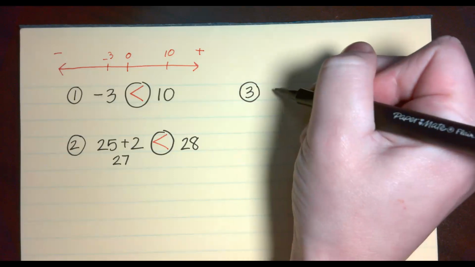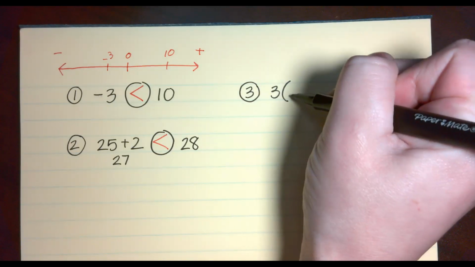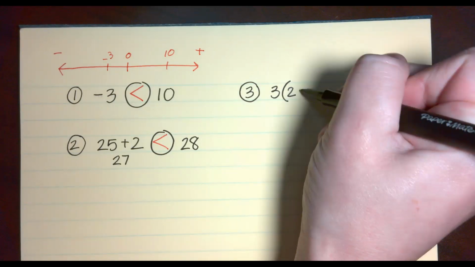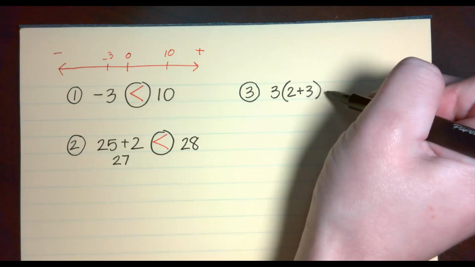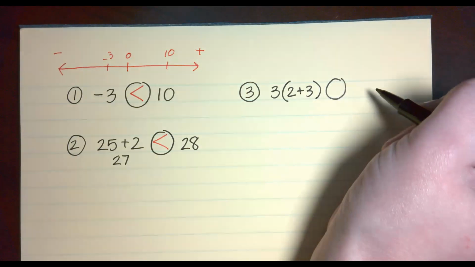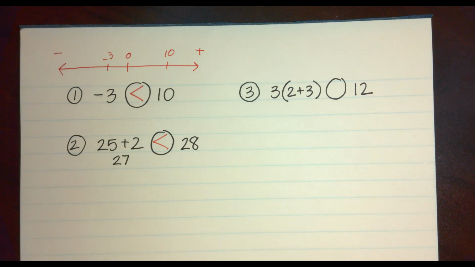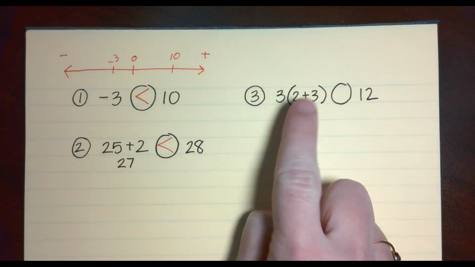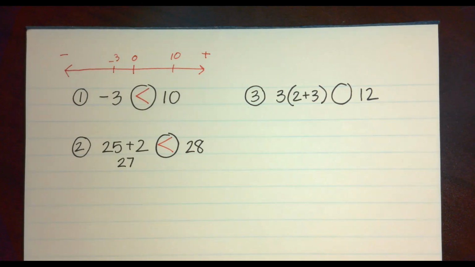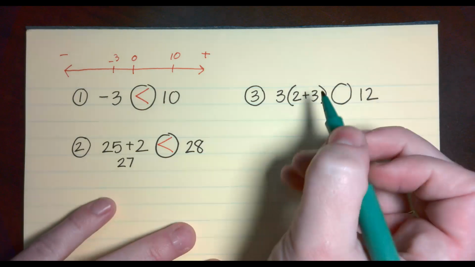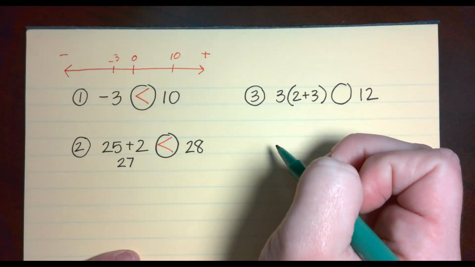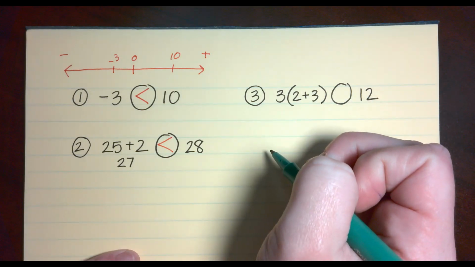Number 3, I gave you something even trickier. I put 3 times the quantity of whatever 2 plus 3 is what? Then 12. What did you guys do to simplify this side? There's 2 different ways you could do it. I did this. 2 plus 3 is 5. I wrote 5 up above them, and then I did times. I went 3 times 5. And then wrote 15 below them.